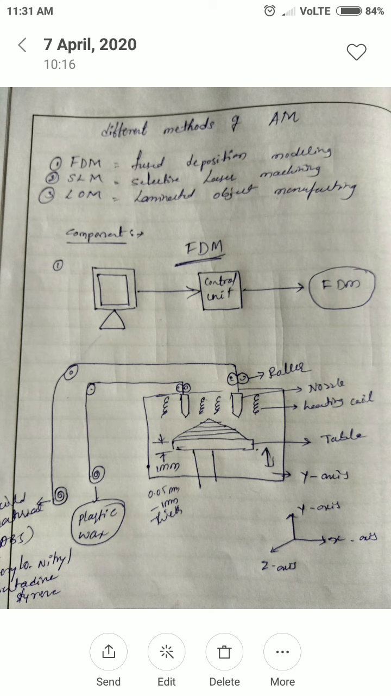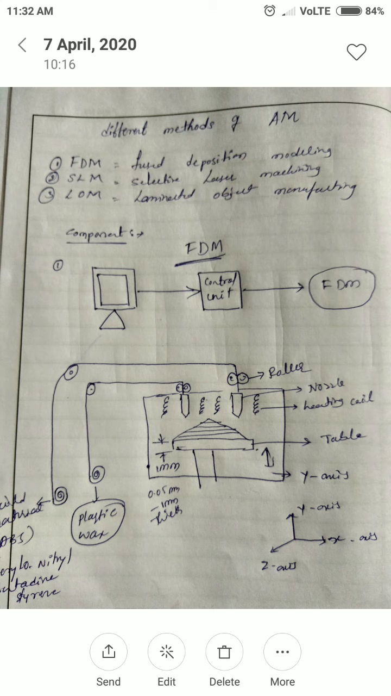So here on the table, if you want to add the first layer, the ABS is coming in a little bit solid form. That solid I need to make a liquid. Because of that reason I am going to use the heating coil. On both sides of the nozzle we are going to use heating coils. They heat it, converting it into the liquid phase. Once it is liquid, it will come and be deposited easily. Yes or no? Because of that reason we are going to use it.